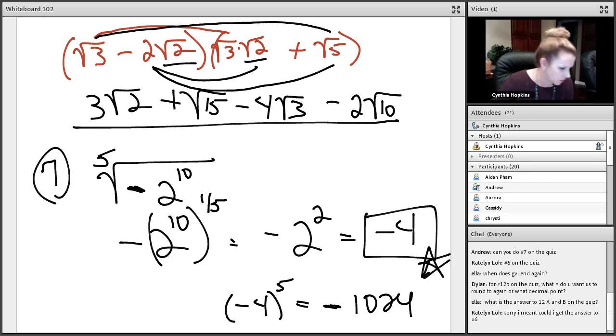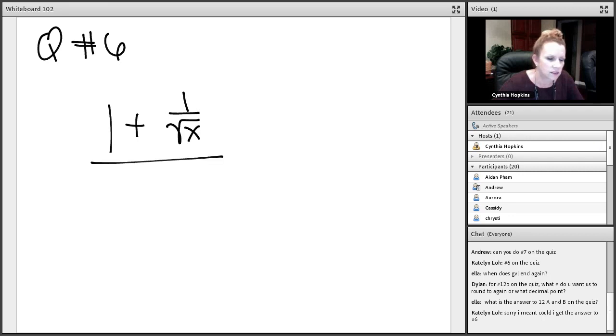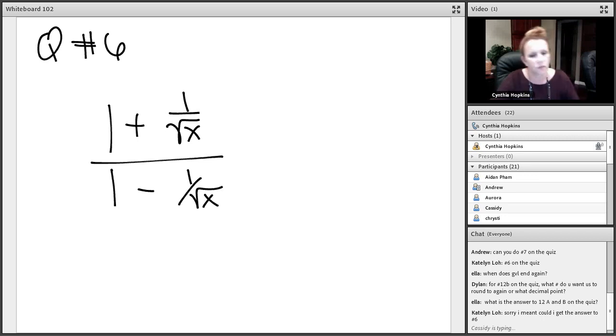Number 6 on the quiz. Like I mentioned, this is very similar to one that we did before, except for it was a rad 3 instead of the rad x. All right, but I'll do this one also. So this is quiz number 6. It says 1 plus 1 over the square root of x all over 1 minus 1 over the square root of x.